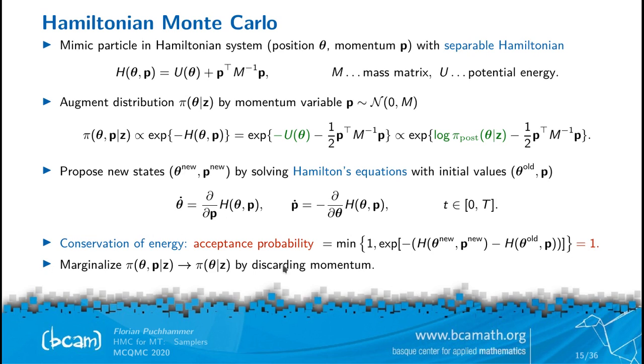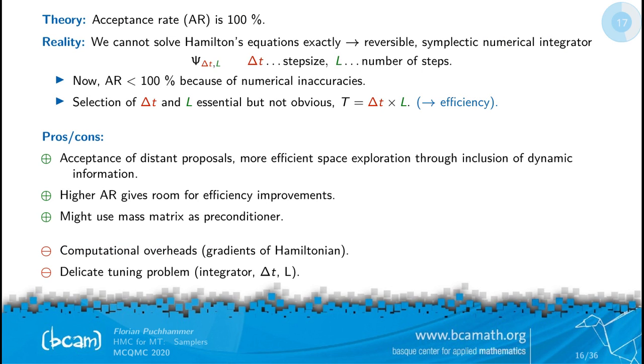And after that, we just discard the momentum and keep theta, and that's how it works. So we've just seen in theory, by the conservation of energy, the acceptance rate is 100%. In reality, we have to be a little bit more humble because actually we rarely can solve Hamilton's equations exactly.